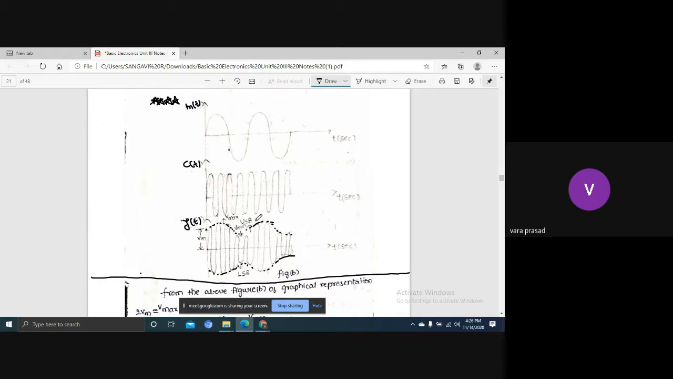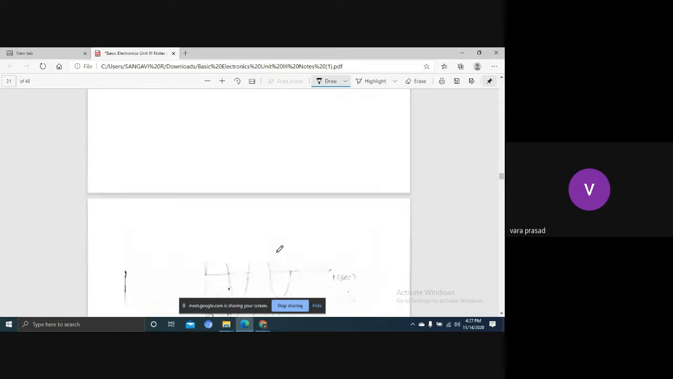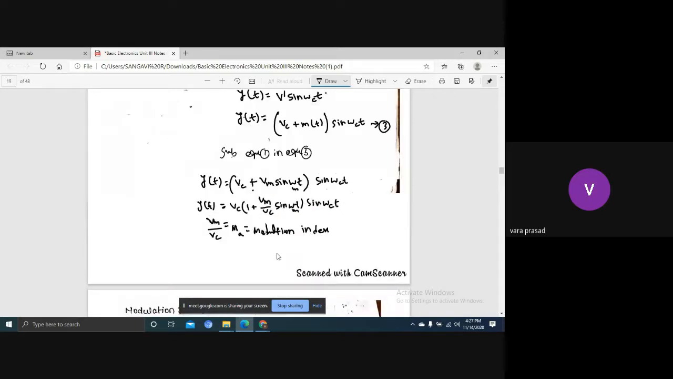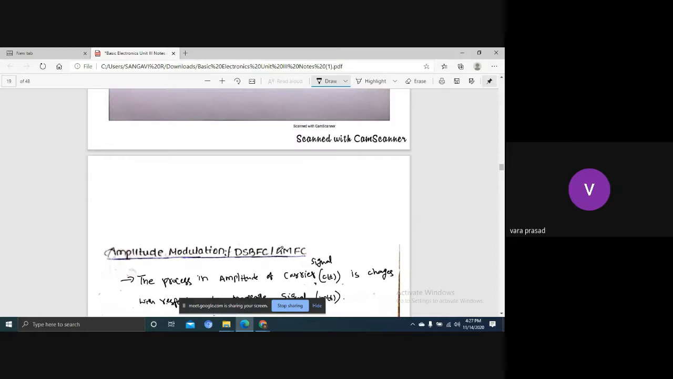Here we get V max, and here we get V minimum. This diagram is compulsory. Up to here you can write for amplitude modulation. If they ask about amplitude modulation, we have to write up to here.